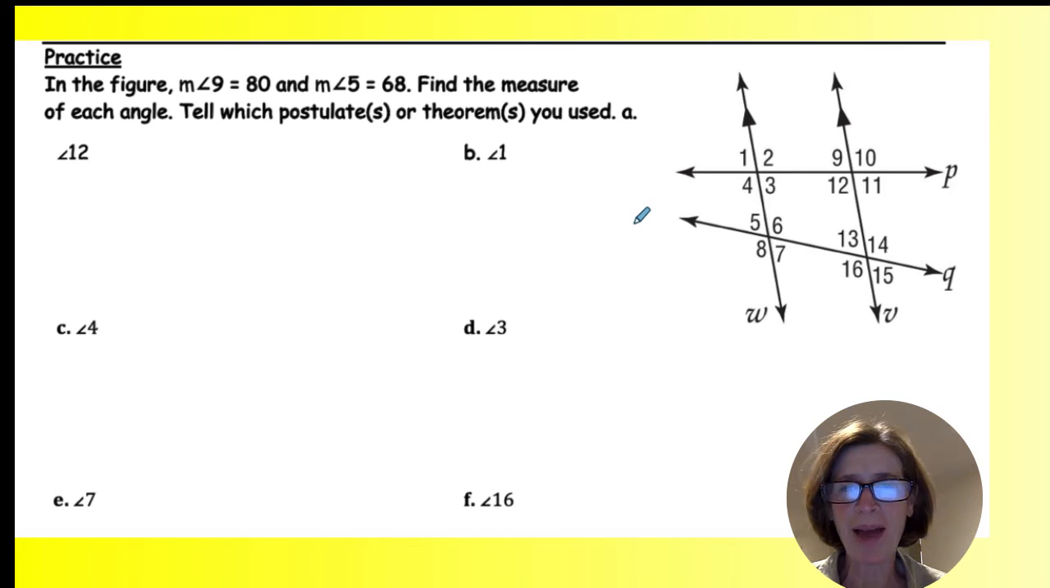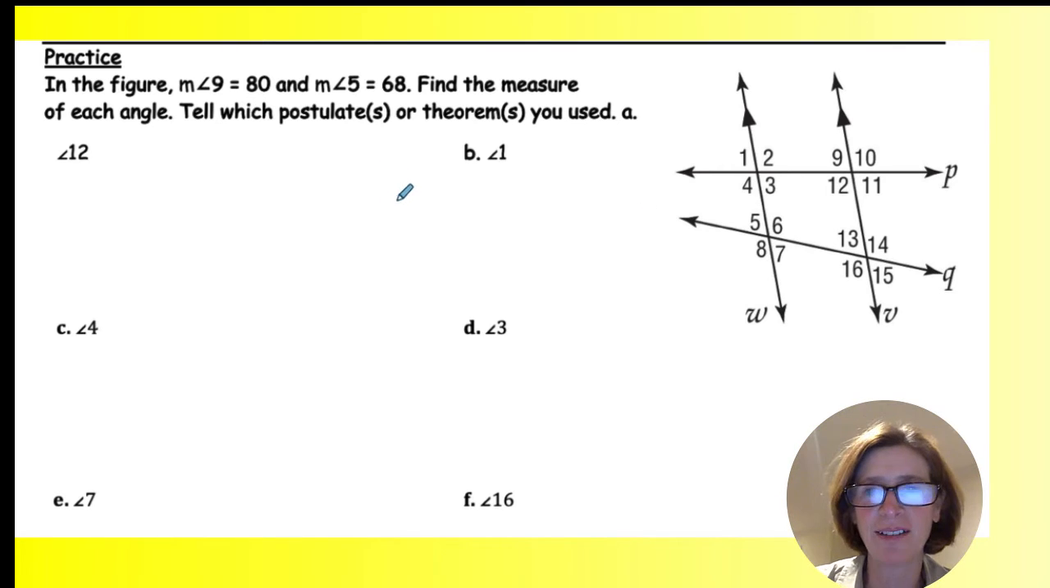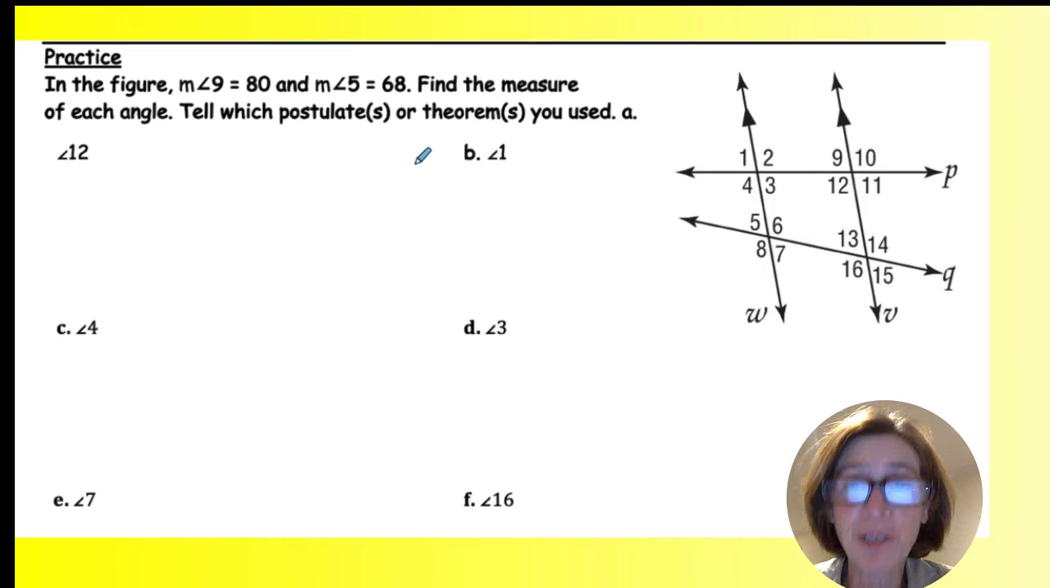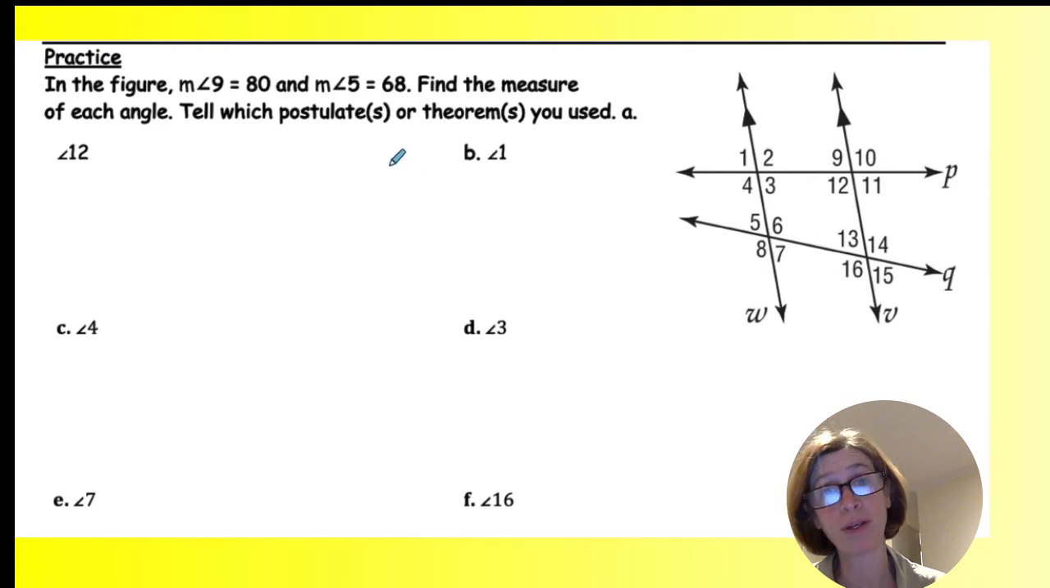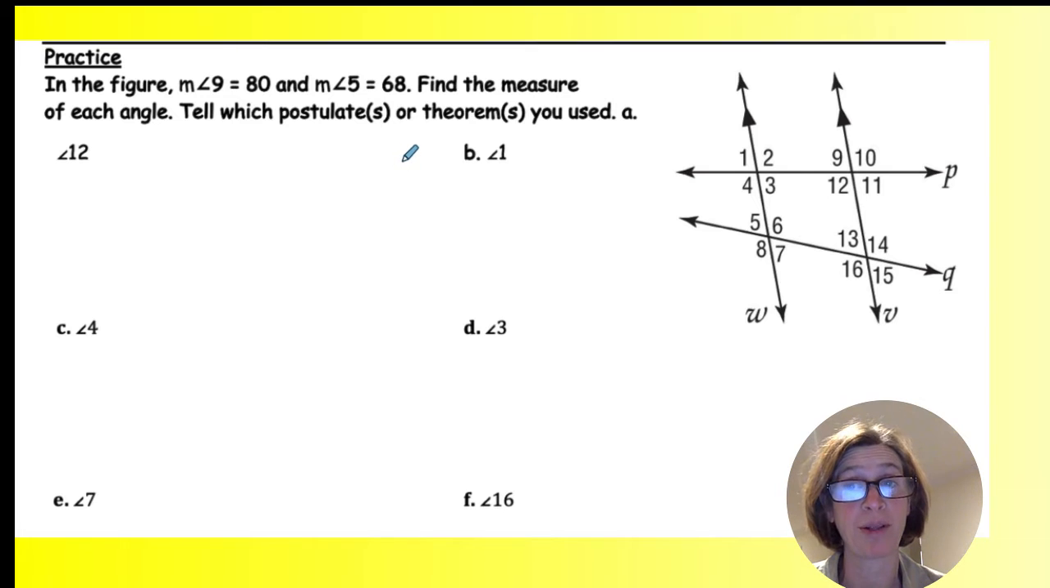Hi everyone, so I'm back to go into further detail on corresponding angles, alternate interior angles, same side interior angles, and alternate exterior angles. So remember these relationships, the relationships where they're congruent or they're supplementary, occur when there are parallel lines. So in this diagram you can see that I have parallel lines right here.